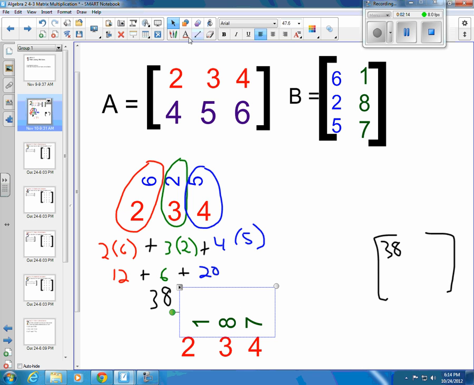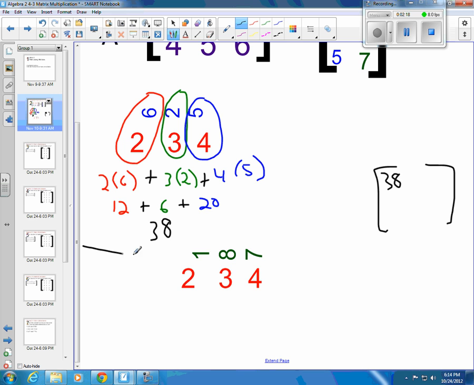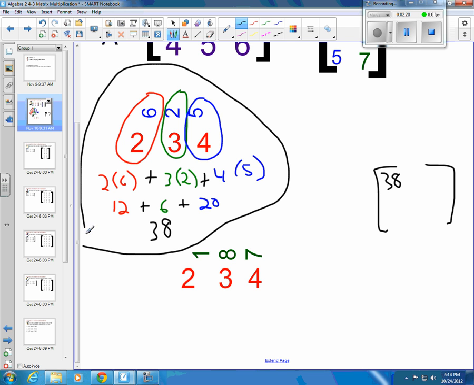So let's not get confused here. This is the first row times first column. This is now my first row times my second column. First row times first column gives me my first row, first column element.